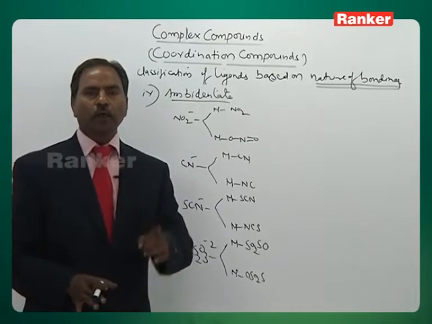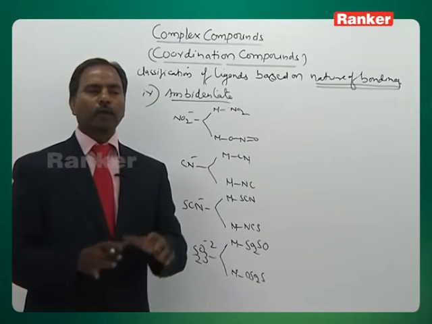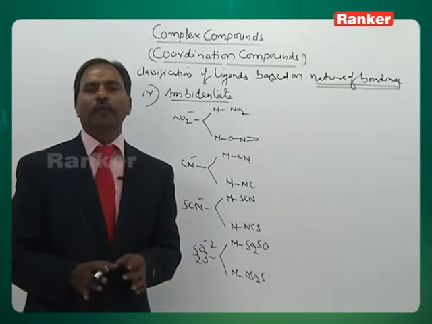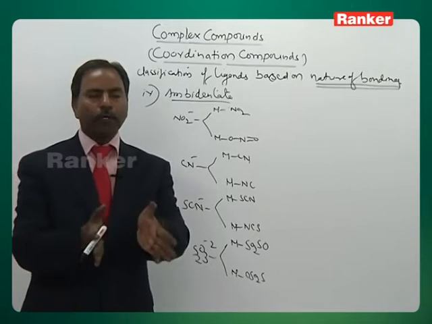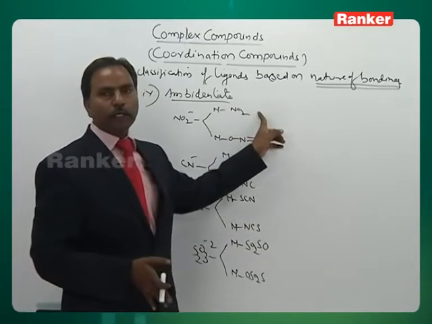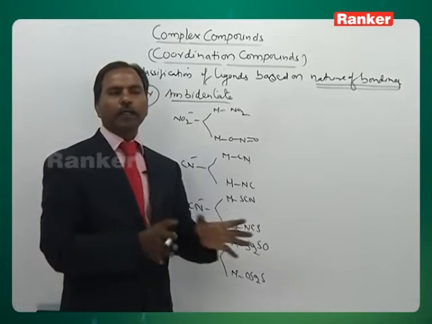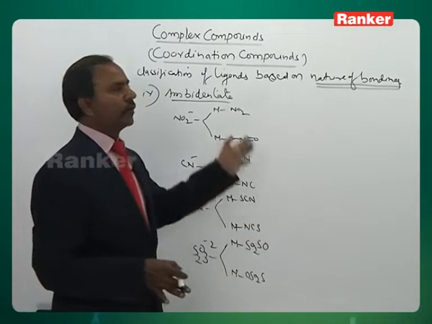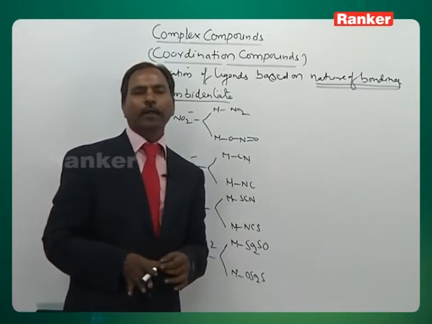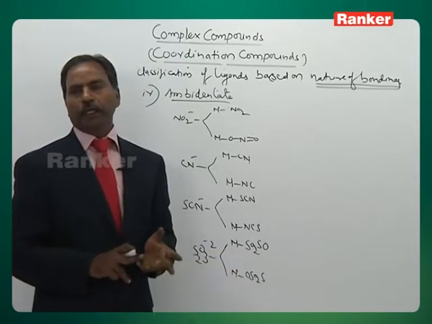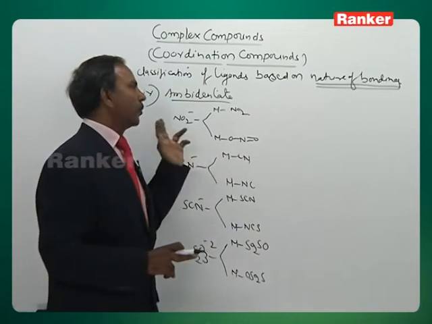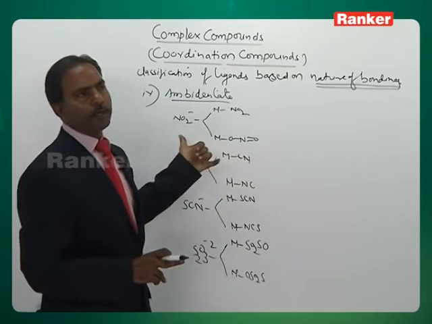Like this, as I said, some of the ligands carry two donor atoms, but in the formation of the complex only one donor atom is involved, not two at a time. Such ligands we call ambidentate. Ambiguity in bonding: whether nitrogen is involving or oxygen is involving, that is the ambiguity in bonding. Such ligands we call ambidentate ligands. Flexidentate, chelate ligands, bridging ligands, ambidentate ligands.